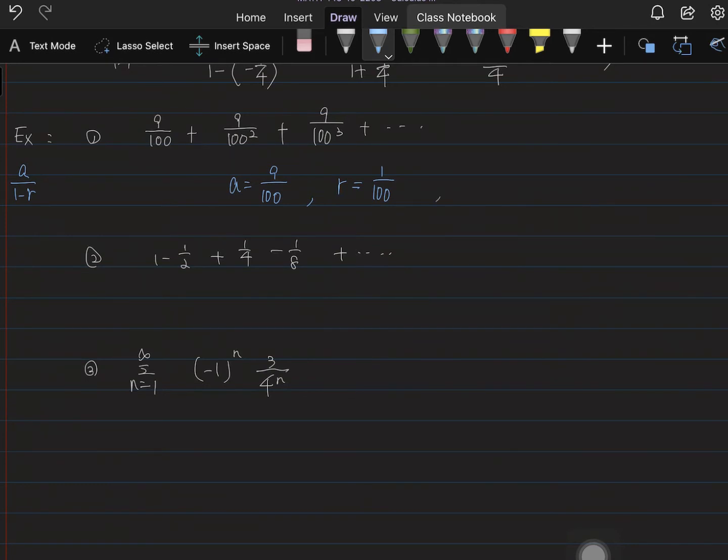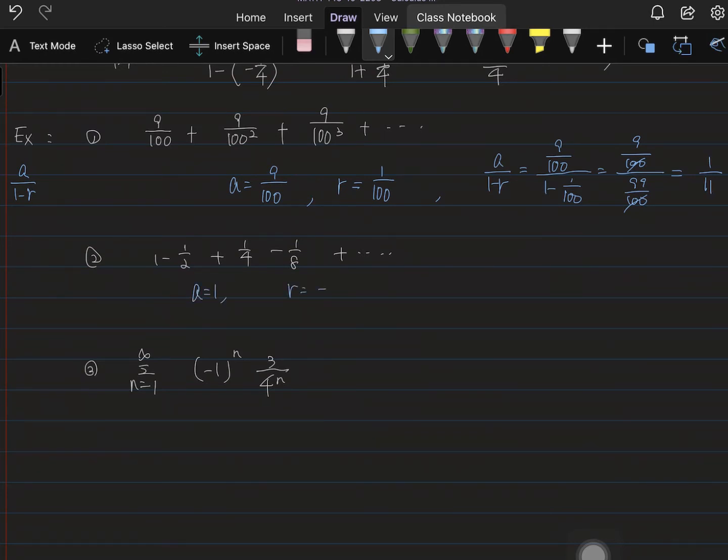So plug in: a over 1 minus r equals 9 over 100 divided by 1 minus 1 over 100, which is 9 over 100 divided by 99 over 100. Cancel the 100, and 9 over 99, cancel the 9. The final answer should be 1 over 11. That's the sum. For the second one, a equals 1.